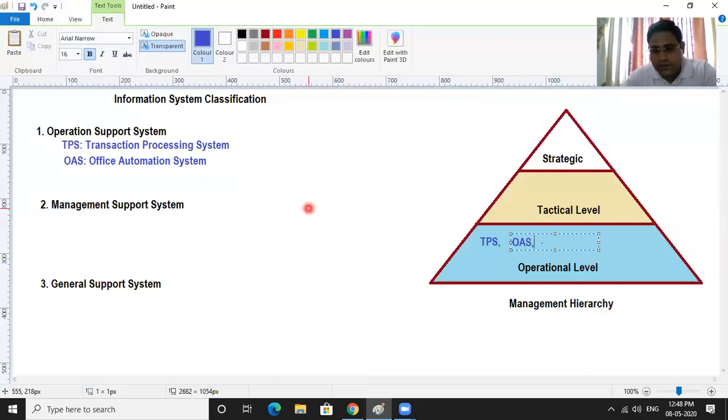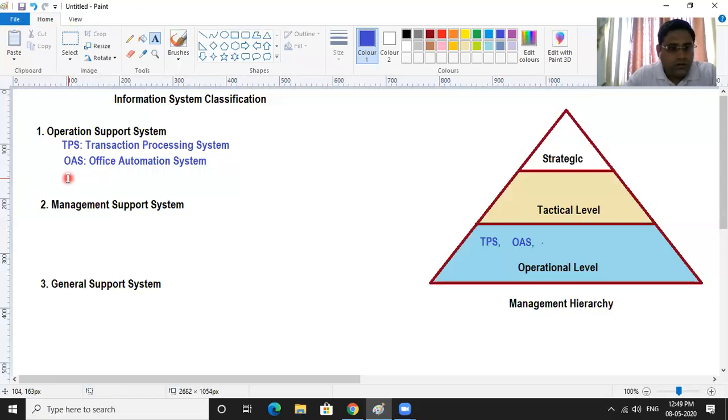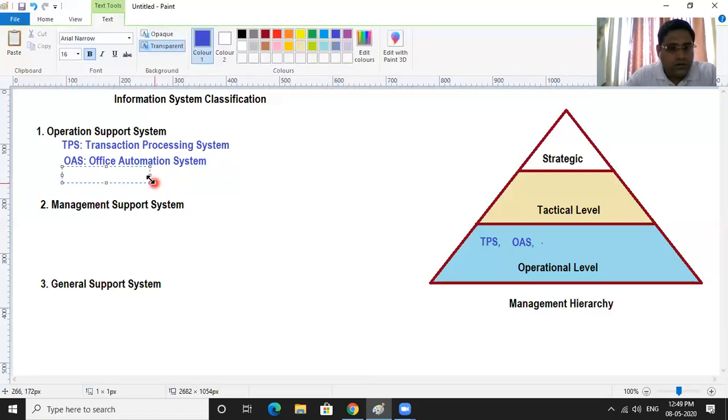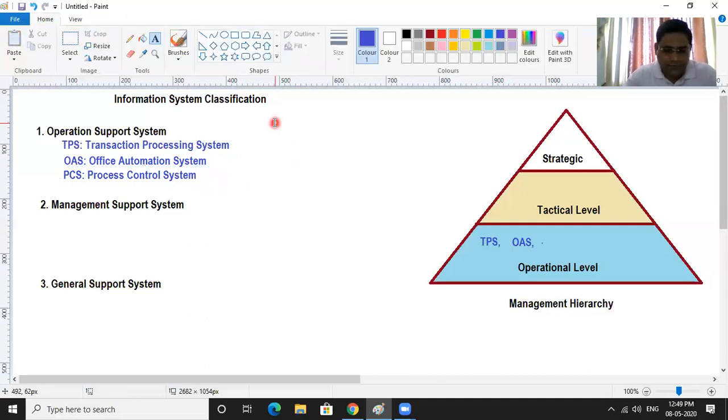Okay, so one more example we can take, that is PCS, the process control system. If you have seen somewhere in companies, let us suppose take Coca-Cola.